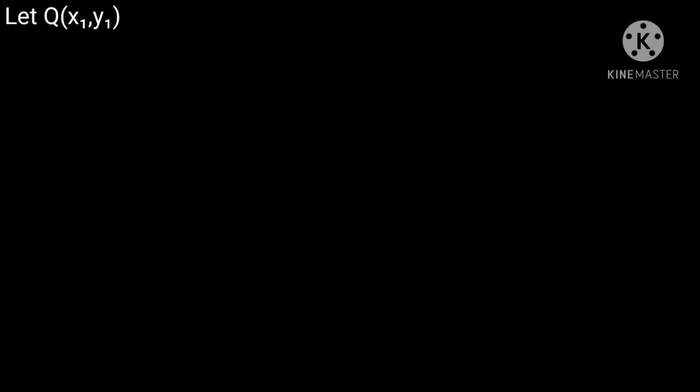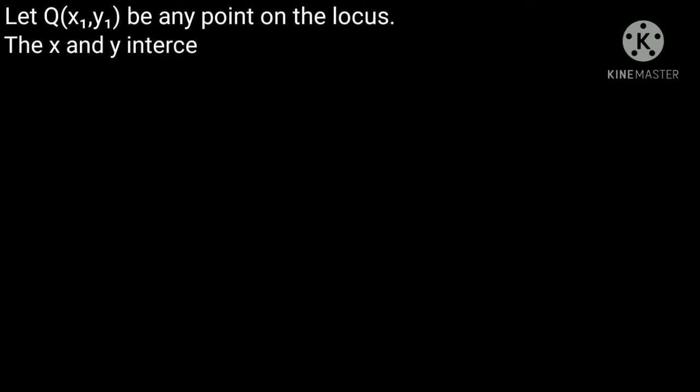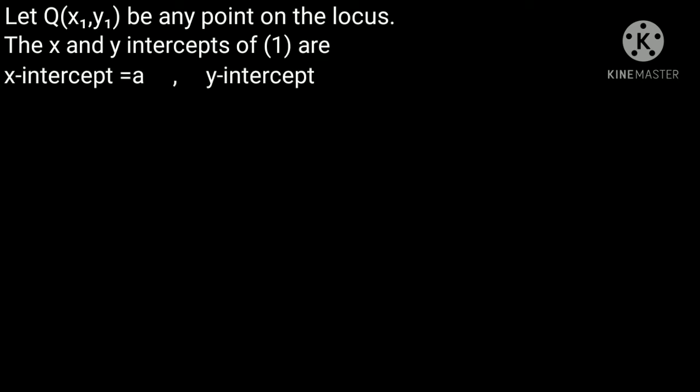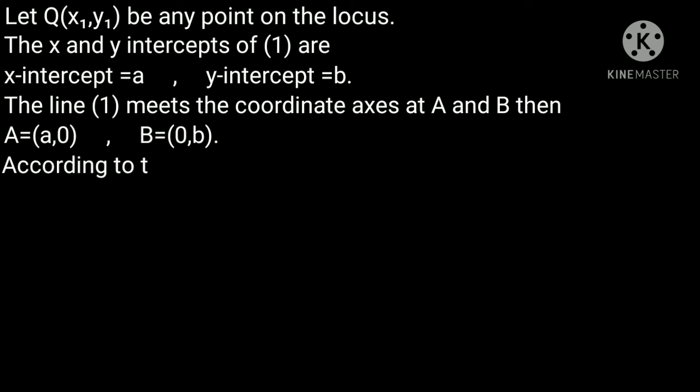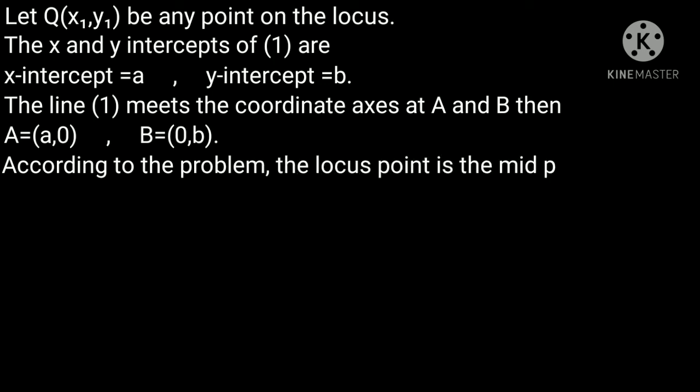Let Q(x1, y1) be any point on the locus. Next, the x and y intercepts of equation 1 are x-intercept equal to a and y-intercept equal to b. The line 1 meets the coordinate axes at the points A and B. Then these points are A equal to (a, 0) and B equal to (0, b). According to the problem, the locus of the point is the midpoint of AB.